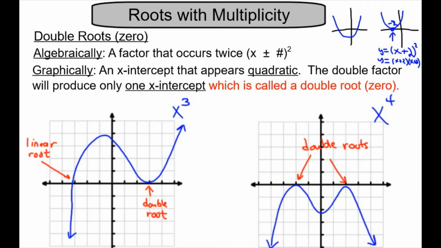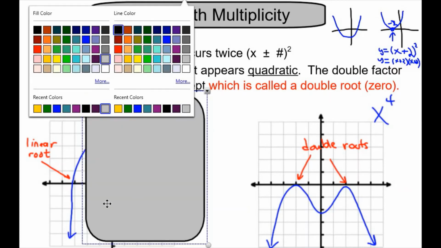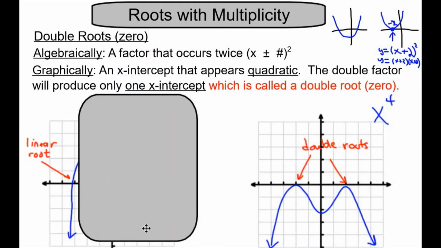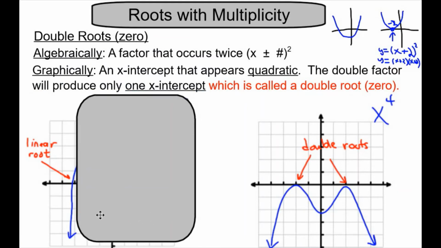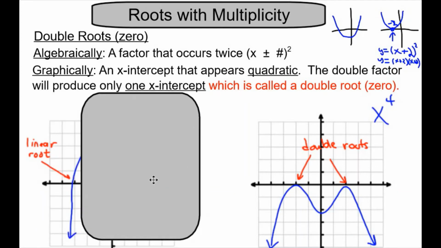So another way to explain this that I like to mention to students is if I were to cover this part of the graph up, okay, so let me cover that up. So if I covered this up, this looks like a line. That's why it's called a linear root. But if I cover that up, it looks like a quadratic. So it has to do with the shape. This looks like a quadratic as it hits the x-axis, making it a double root. This looks like a linear graph crossing the x-axis, making it a linear root.